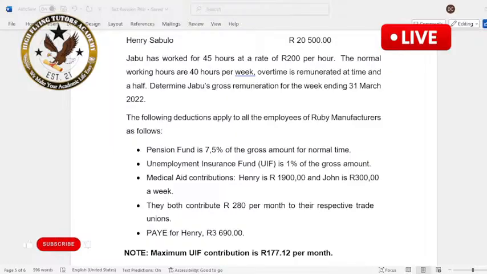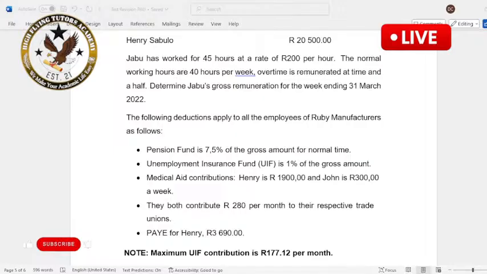So how do we calculate that? For Jabu, we are going to start by calculating the basic salary, or basic wage. Open brackets. Because he worked for a week, we can just say basic wage, gross wage, and on this side we can say net wage or remuneration, because a wage is the amount that we pay someone for a week.